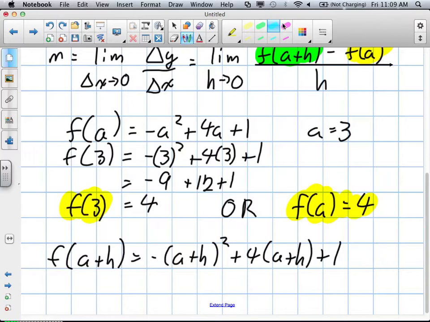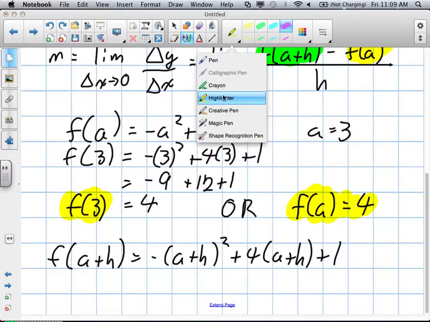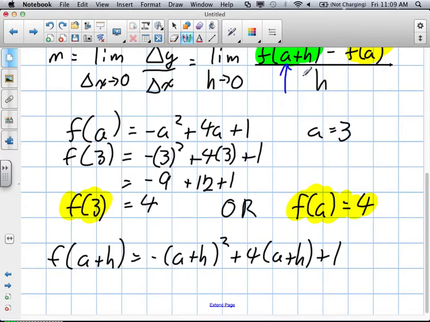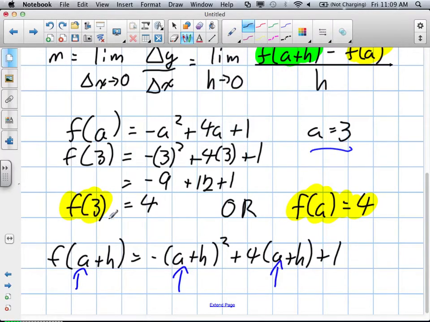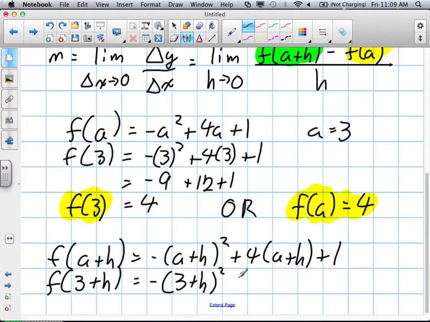Our a value is 3. So I'm going to replace the a with the term 3. So what we're actually finding is f at 3 plus h. Okay. Which again is negative 3 plus h squared plus 4, 3 plus h plus 1.